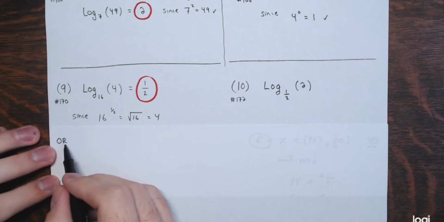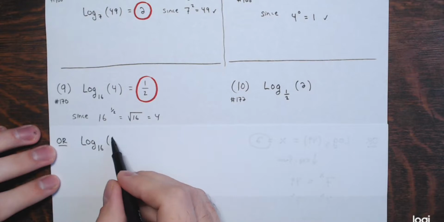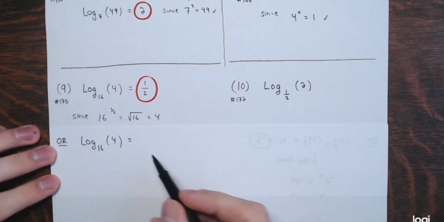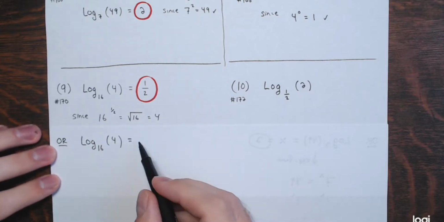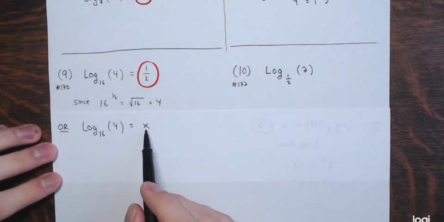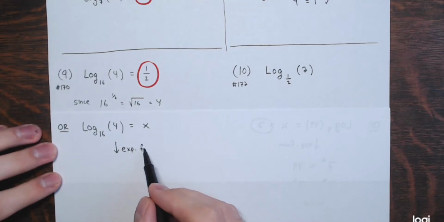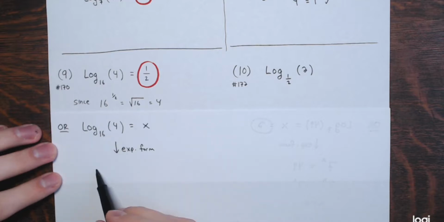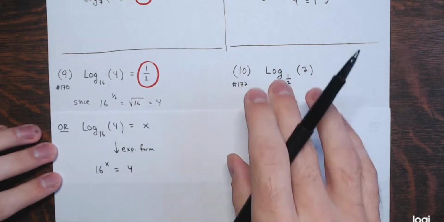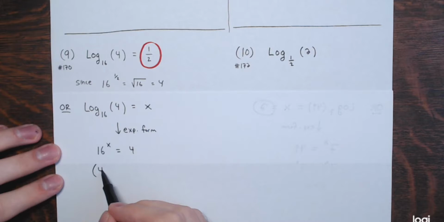Or I could have done it this way. We have the log base 16 of 4, and let's say I don't know what this is, so I call it x again. And now I want to find x. So we change to exponential form, which would be 16 to the x power equals 4, and then both sides I can write in base 4. 16 is 4 squared, and then this is being raised to the x, right?